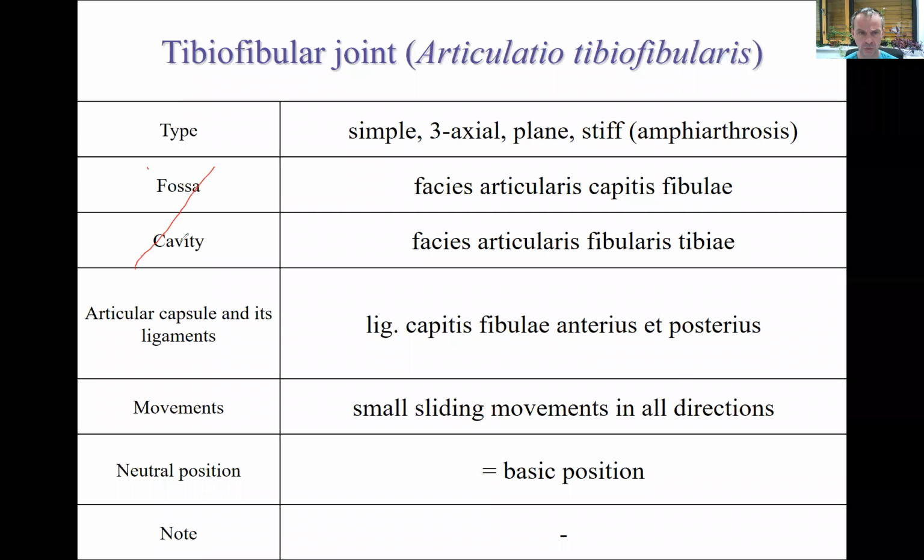There is no fossa, no head. And it's between the head of fibula. So we have the articular surface of the head of fibula, and we have a fibular articular surface on the side of the shaft of tibia. It is supported by two ligaments, the anterior and posterior ligament of the head of fibula. And that's all the information we can get.